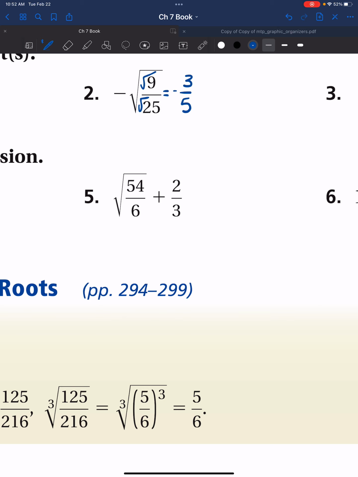The square root of 54 over 6 plus 2/3. Now, remember, I'm looking at this right now, and I'm thinking there's nothing times itself that's going to get me 54 or 6. Divide 54 by 6. We can divide it, right? What is 54 divided by 6? 9. So I'm actually taking the square root of 9 plus 2/3. The square root of 9 is 3. 3 plus 2/3. You don't even have to do math. That's just 3 and 2/3.